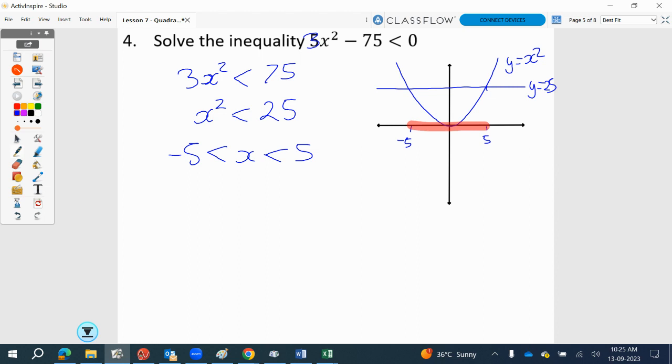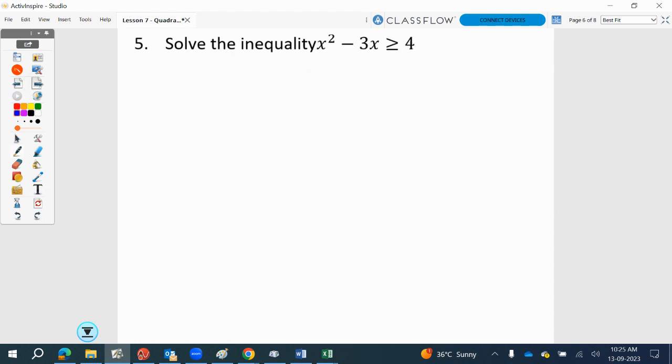Okay, let's go a little harder. Let's solve this inequality. So, how can we solve this one? There's a couple of techniques on this one. I'm going to choose... I was looking at this number here. I was just looking at it.